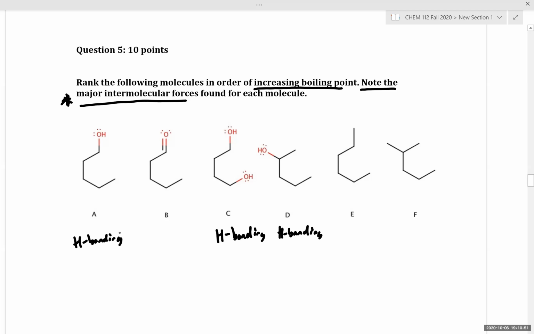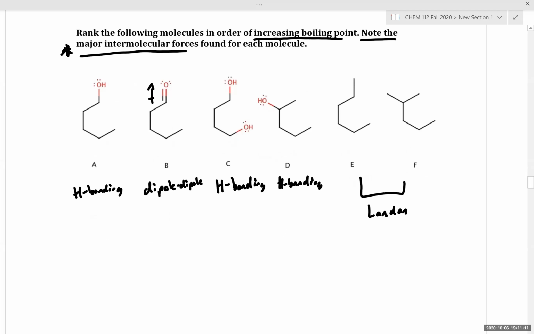Compound B has a polar bond and it primarily engages in dipole-dipole interactions, while E and F primarily engage in London dispersion interactions. Now, starting off, compound C has 2 alcohols, so it has the greatest number of hydrogen bonding interactions. So compound C would have the highest boiling point.